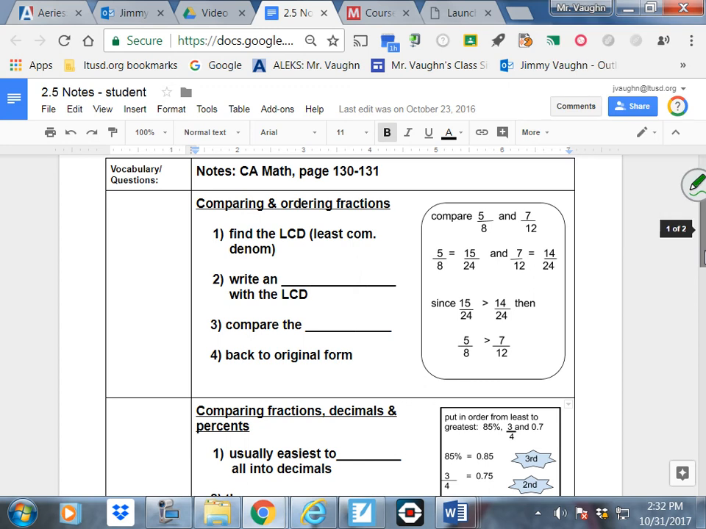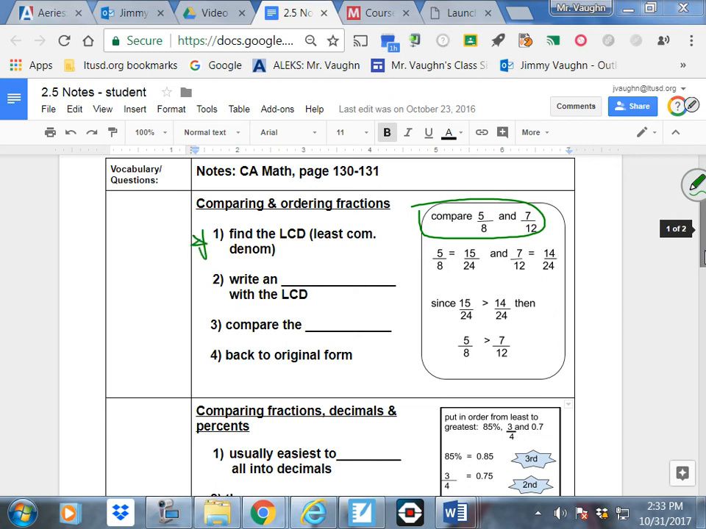And so first step are the directions over here. It would say something like this. Compare 5/8 and 7/12. So is 5/8 greater than, equal to, or less than 7/12? That's hard to tell because the denominators aren't the same, the numerators aren't the same. So how do you know? Well, this is how you figure it out.